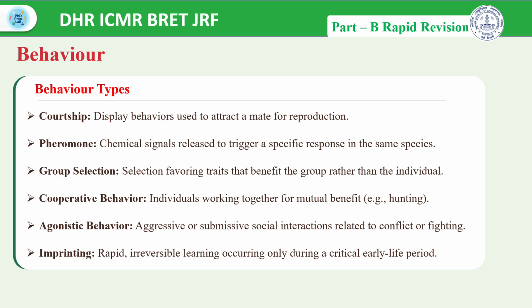Then we have imprinting. Imprinting basically is when a young animal forms a strong permanent attachment to a specific object, organism, or environment, usually soon after birth. So it is irreversible learning that occurs only during the critical early life period during the young age, and is very rapid.